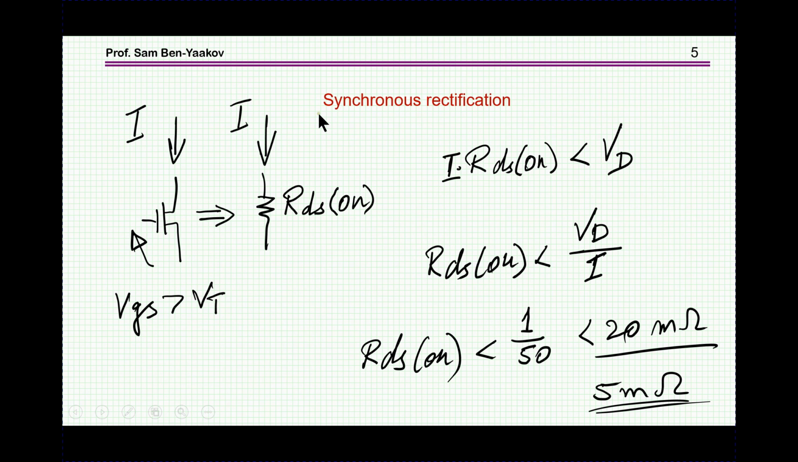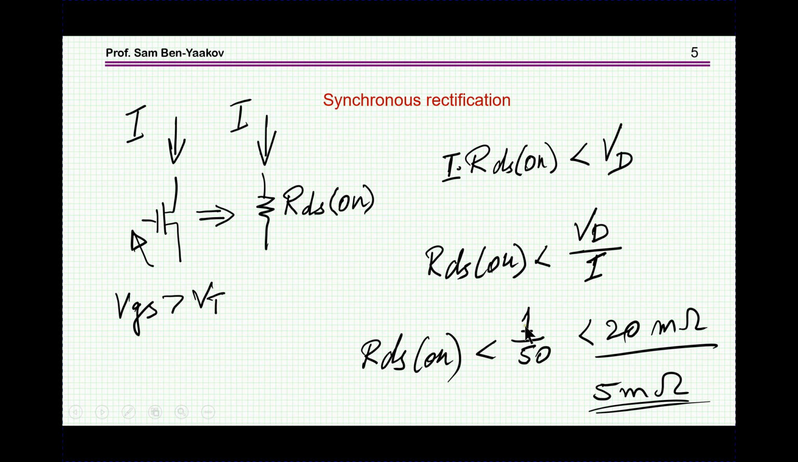Now, the idea of a synchronous rectification is, of course, that we are replacing a diode with a transistor which is in the on state, behaving like a resistor, RDS on. Obviously, in order for this scheme to be useful, the voltage drop on this resistor has to be lower than that of the diode that you intended to use, so it should actually be much lower than that. So RDS on has to be lower than this ratio.